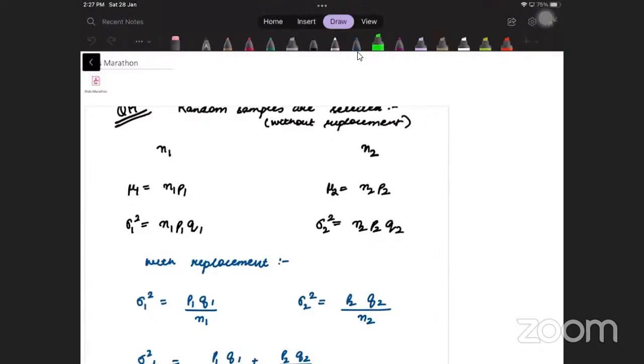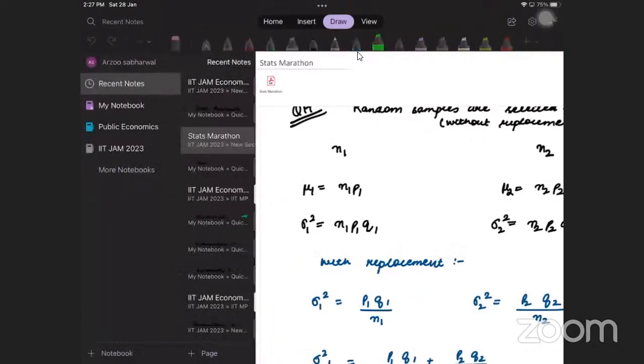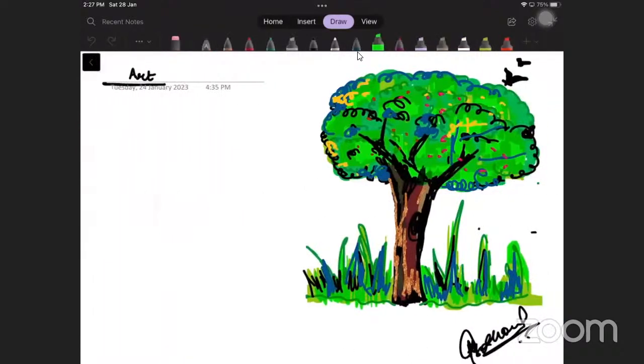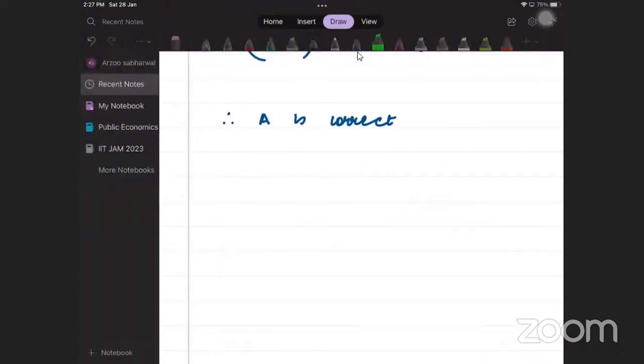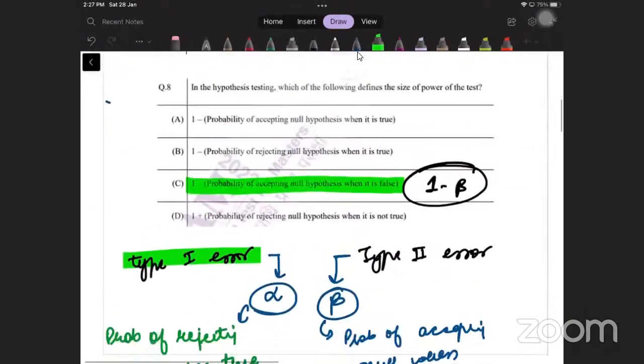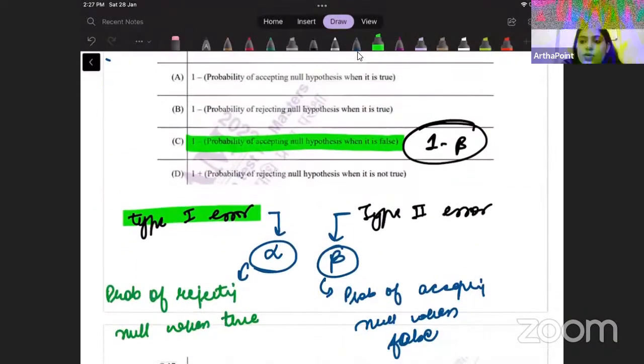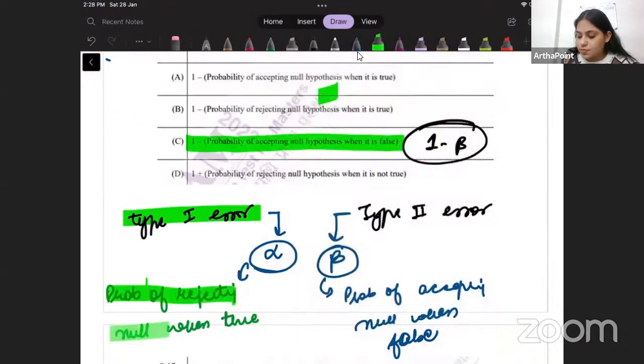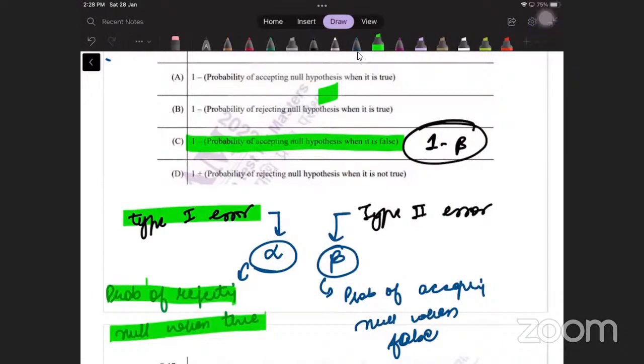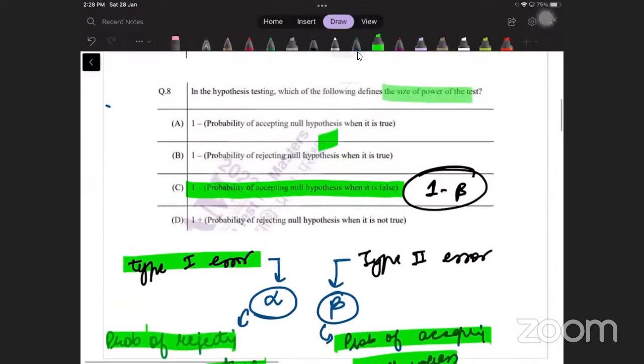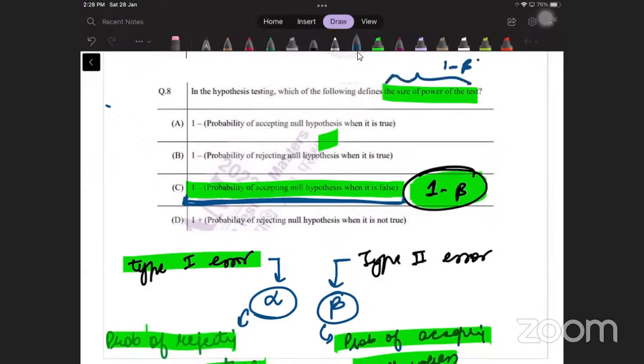Okay. So in the second question, we are just asking what is type 1 and type 2 error. And from there, we are going to the power of the test. Here, if you notice, type 1 error is called alpha, which is the probability of rejecting null when true. And type 2 error is the probability of accepting null when false. And power of test is 1 minus beta. So this is going to be 1 minus the probability of accepting null when false. This is your answer. Simply remember, power of the test is 1 minus beta.